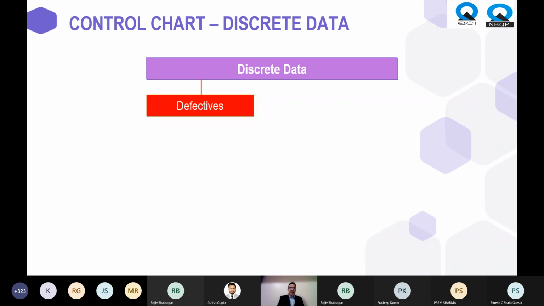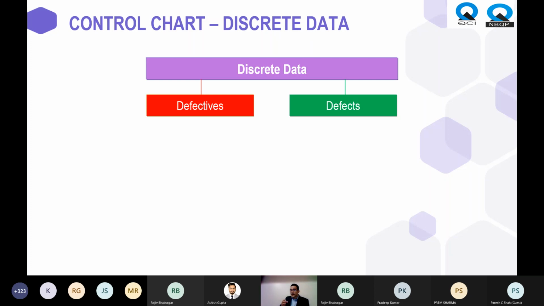And the other is my discrete data. Discrete data is further divided into defective and defect. First we have to segregate between defective and defect. Let's take an example of mobile testing. My mobile could have various defects. It could be maybe my screen is broken, maybe the capacitor is not working, maybe the battery is not operational. So these are all defect types: defect 1, defect 2, defect 3.